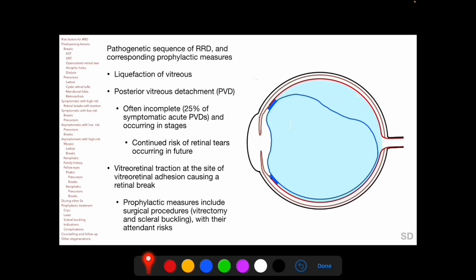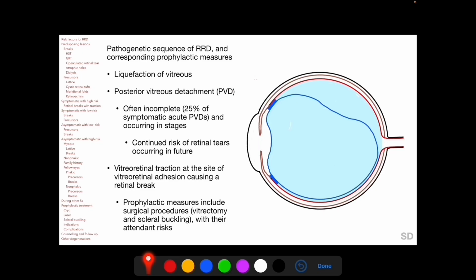And in as many as 25% of eyes with acute PVD, the process of PVD is incomplete, as a result of which there is continued risk of retinal tears occurring in future. There are no prophylactic measures against these initial two steps in the pathogenetic sequence of RRD.